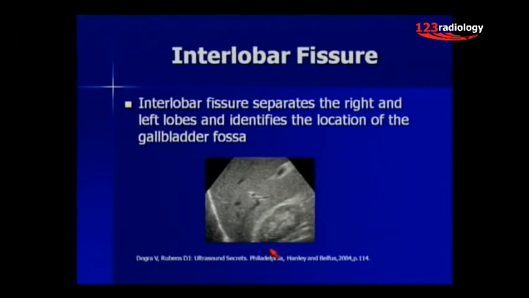The interlobar fissure, which we've already discussed a little bit, also called the main lobar fissure, is going to separate the right and left lobes, but more importantly, it identifies the location of the gallbladder fossa. And if you remember, we talked about the middle hepatic vein coursing within the interlobar fissure. So if you have a small contracted gallbladder, contracted around stones, and you're having trouble finding that gallbladder, if you can find the interlobar fissure and the middle hepatic vein, then that should direct you to the gallbladder fossa.